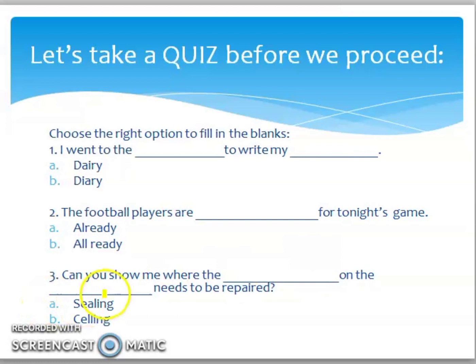Now the last one, can you show me where the dash on the dash needs to be repaired? Where the ceiling on the, now A should come here and B should come here. Where the sealing, okay, on the ceiling needs to be repaired.